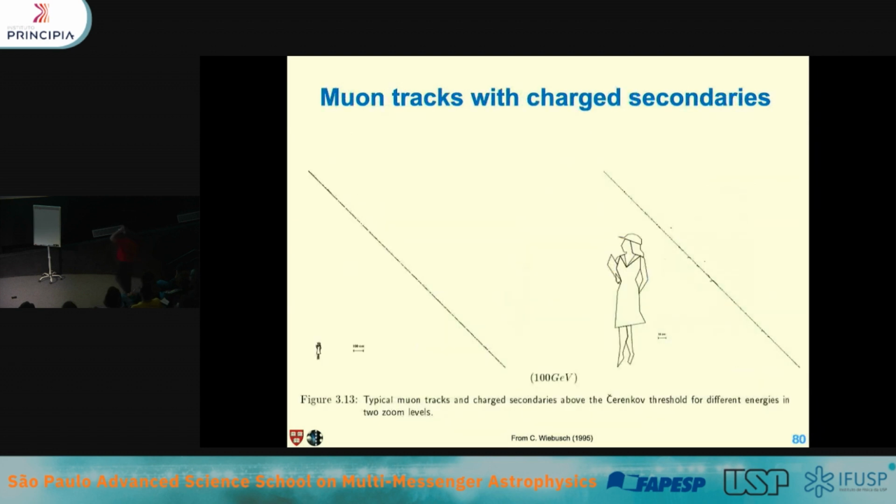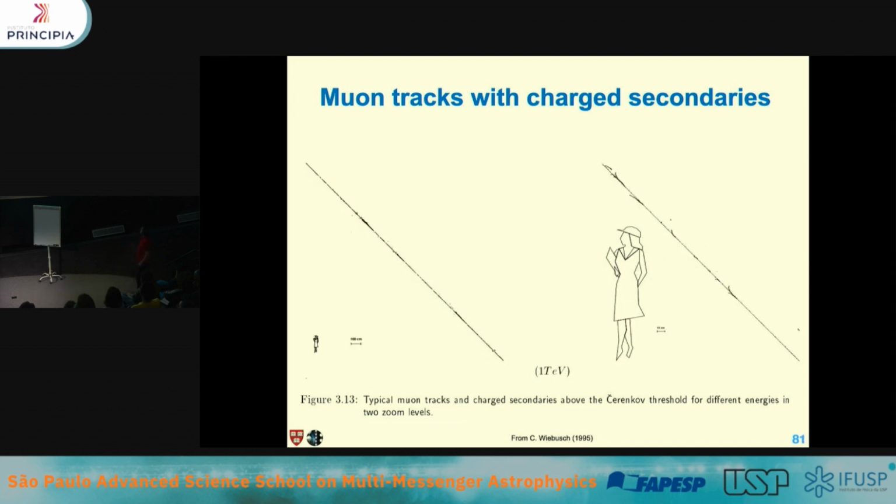So this is how these muon tracks look to you. This is a low energy muon, to scale about 100 centimeters. This is 100 GeV. And this is a person compared to a 100 GeV muon. And then this is a TeV muon energy loss compared to a person.